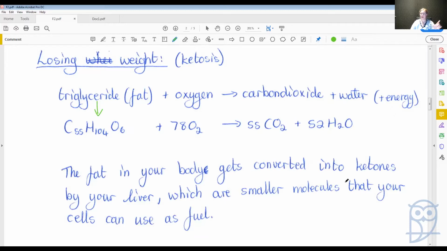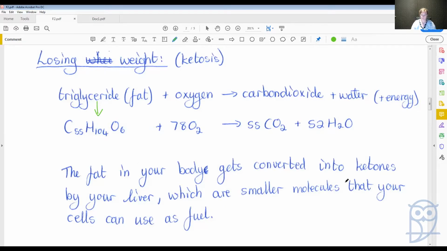So what happens is the fat in your body goes into your bloodstream from the fat cells. It then goes through your liver. In your liver, it gets converted into various ketones. These ketones are a lot shorter, smaller molecules, sort of like the glucose from the one previously. And the ketones are things that your cells can then use in order to go through cellular respiration. So you get slightly less energy out of ketosis, the losing weight using fats, than you would out of using glucose.